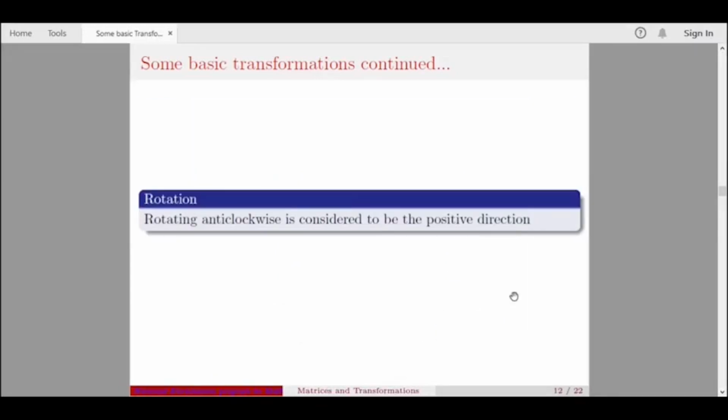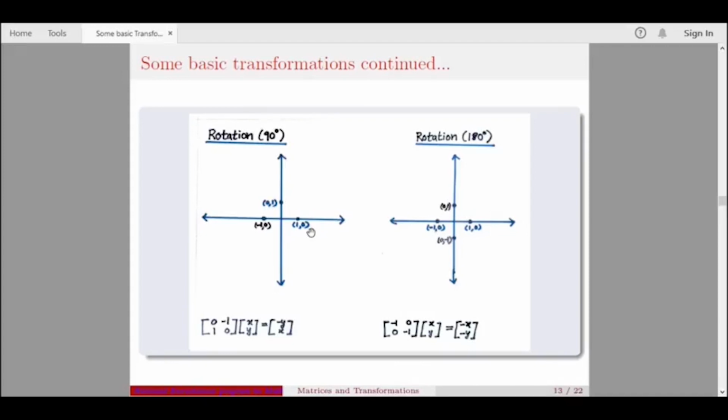Now we will see the next transformation, that is rotation. Rotation is usually done through the origin, and we will consider the anti-clockwise direction as the positive direction. First we will see the rotation of a point through 90 degrees about the origin. We have the point (1, 0) here. If this point is rotated 90 degrees anti-clockwise, you will get the point (0, 1). So I have written the first column as (0, 1).